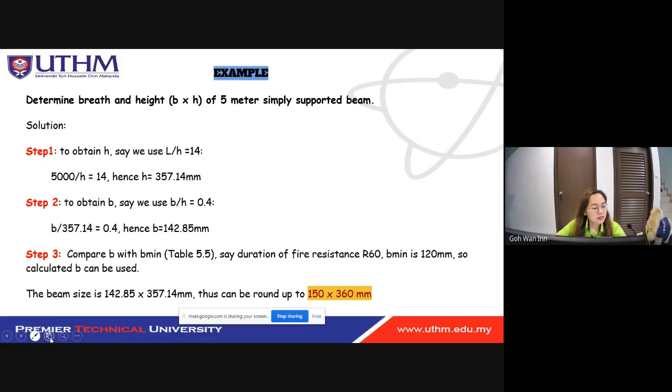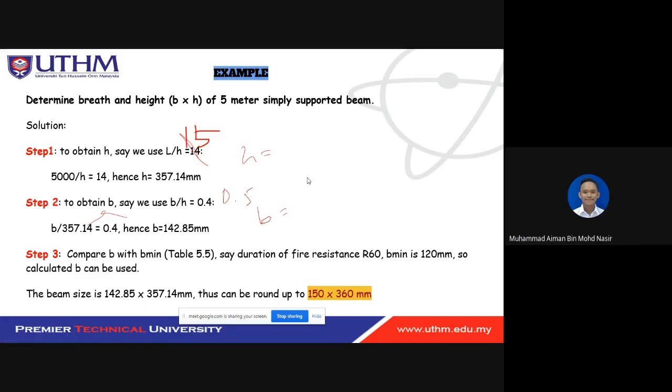So now let's say, everyone you try to calculate, I haven't calculated also. This one you try to use 15, and then B over H you use 0.5. And then you calculate. So you will get the H and you get the B. Can everyone calculate now and let me know? I haven't calculated also.